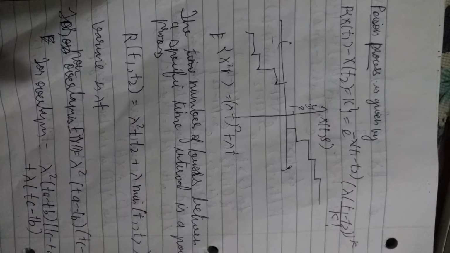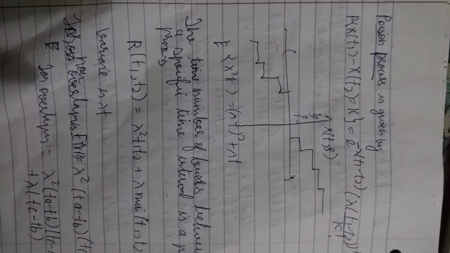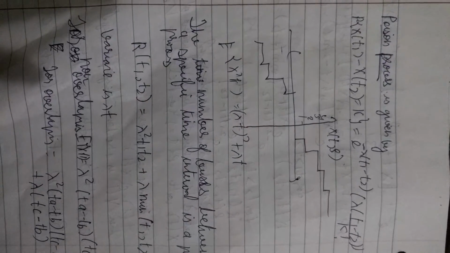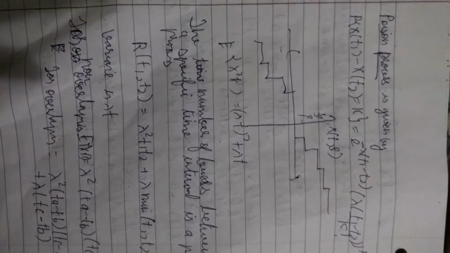Homework 10, sum number 1. According to the homework, we are supposed to find out the various properties of various functions. The various properties are probability masses, mean and autocorrelation of the following functions. The first one is the Poisson process.